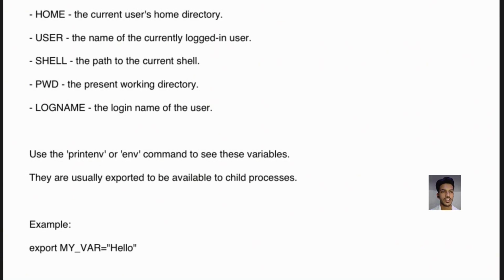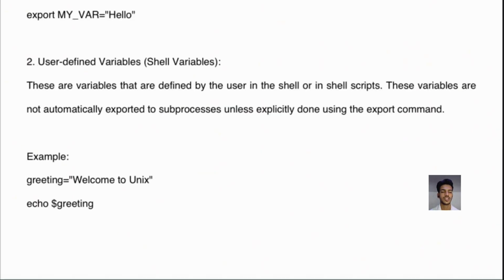They are usually exported to the available child processes. Example: export MY_VAR=hello. Second is user-defined variables, or shell variables. These are variables defined by the users in the shell and shell scripts. These variables are not automatically exported to subprocesses until exported using the export command.